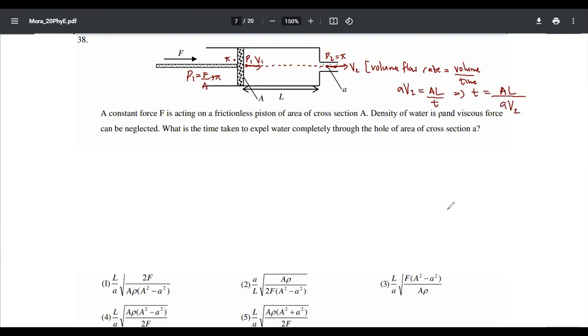V2 is going to play the major role here, because capital A, capital L, simple A, all can be there in the answer. We need to find out V2, because this is where the liquid is coming out. So for this point, I have found the volume flow rate, and then I'm applying this. Can I see a raise of hands? Can you understand this? If you have any problems, please ask.